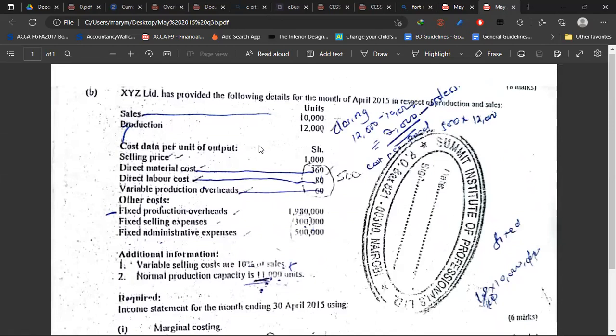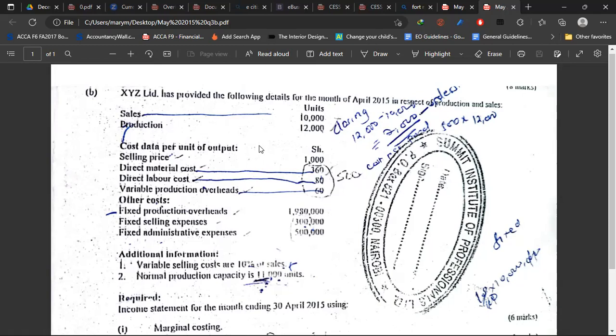You can see how the question is basically given. We are told that sales are 10,000 units and we were able to produce more than what we sold. On the cost data per unit of output, we are given the selling price per unit, the direct material costs, variable costs, and the labor cost. Other costs given are the fixed production overheads, fixed selling expense, and the fixed admin expense. Additional info: the variable selling costs are 10% of sales, and the normal production capacity is 11,000.